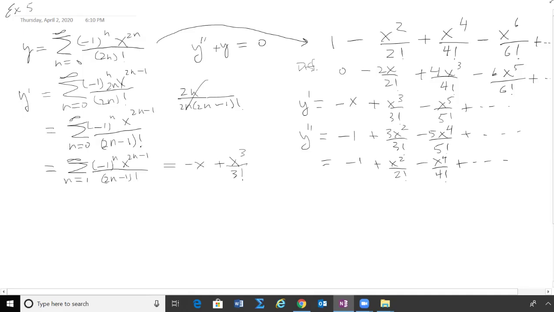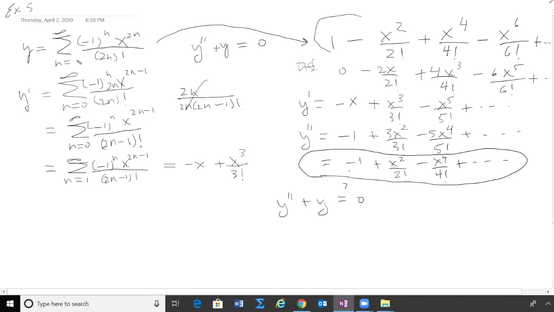Now, we're trying to find out if y double prime plus y equals 0. Well, here's y double prime. And here's y up here. Notice they are the same, except opposite. So when you add them, yes, you will get a 0.